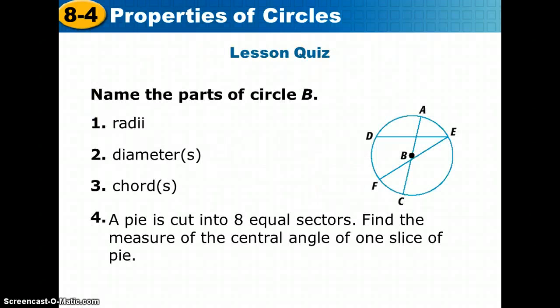All right, let's take our quiz. Pause and see if you can tell me the radii, diameter, chords, and, with 8 equal sections, what would the central angle be? Pause now.